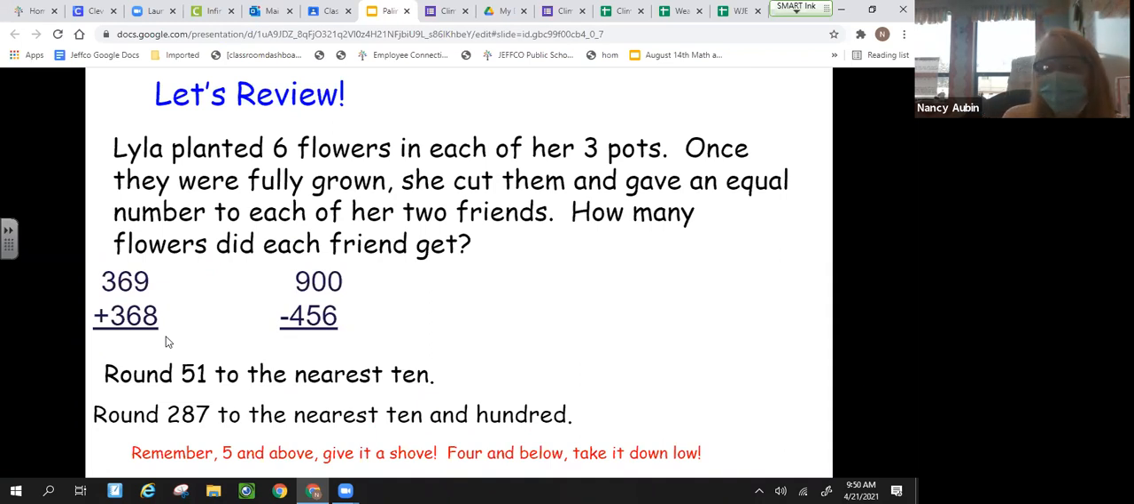Write an equation if she has 6 flowers in each of her 3 pots, and then she has that many flowers. She is going to share them equally with just 2 friends, not herself. Don't get confused. She did not say with herself. She's just giving away all her pretty flowers. That's how nice Lila is. But she's dividing them up equally. So you're not subtracting and you're not adding.